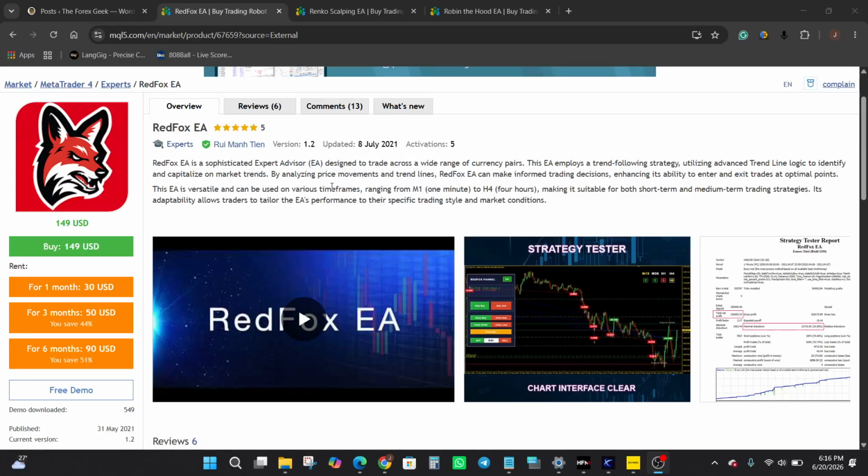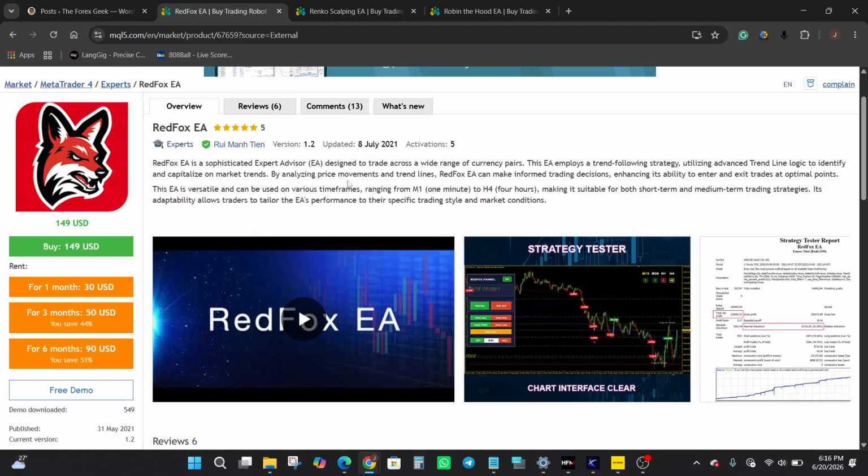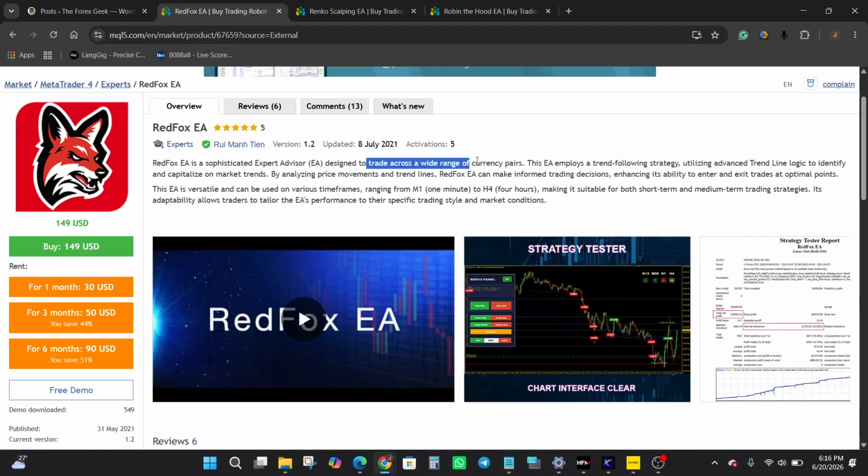The developer of this expert advisor is Ruiman Tien, and the version currently shown is version 1.2 with an update date of 8 July 2021. Looking at the description, the developer presents RedFox EA as a sophisticated expert advisor that is designed to trade across a wide range of currency pairs.